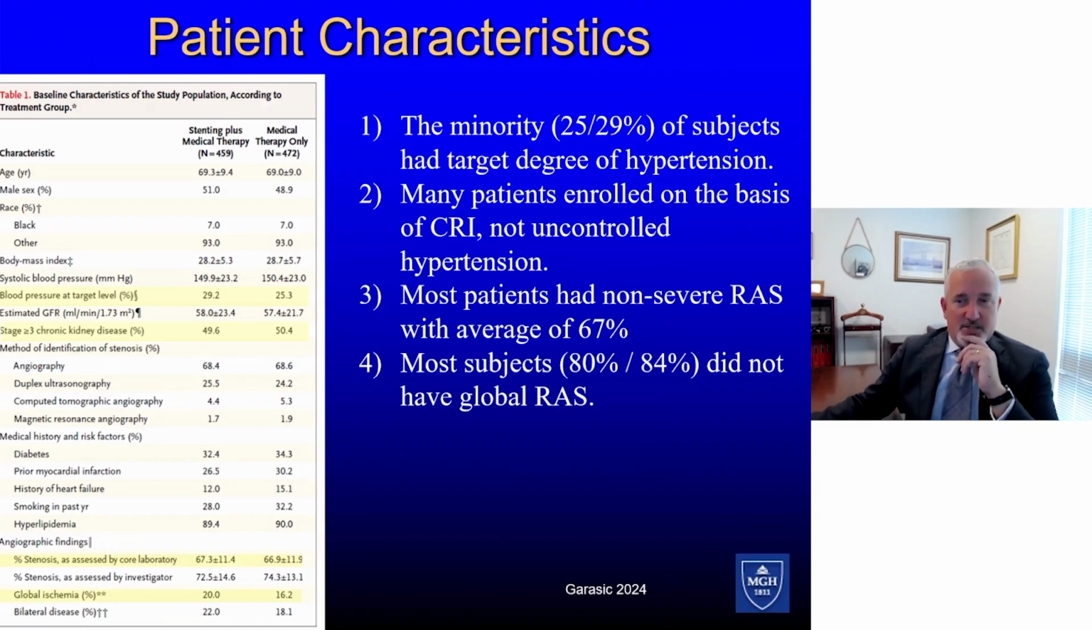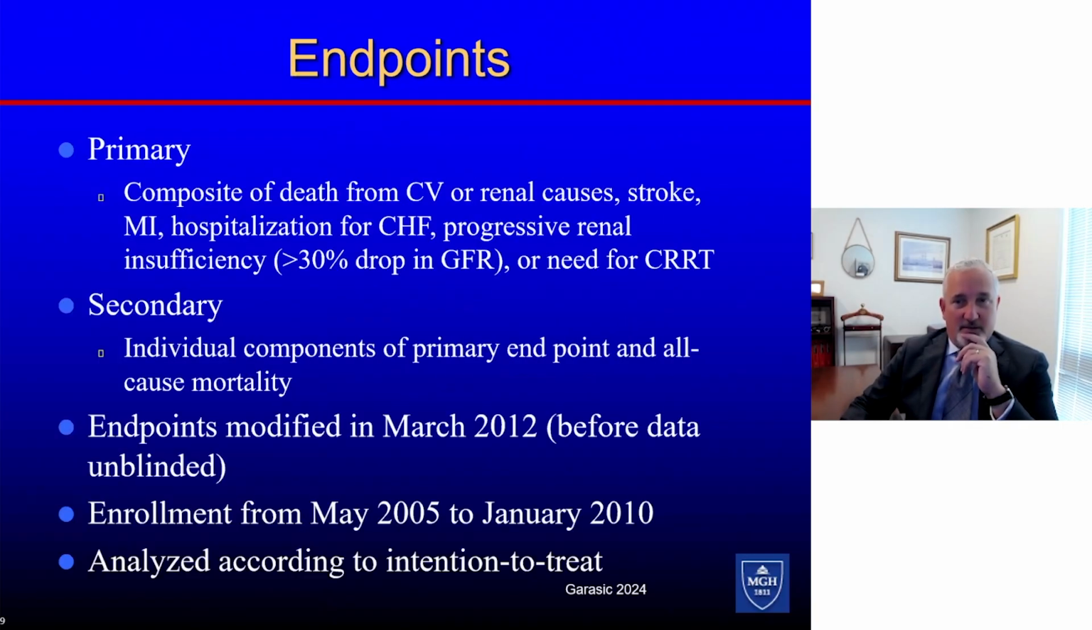And additionally, most patients didn't have bilateral renal artery stenosis. So 80% and 84% respectively did not. So this is a trial of moderate unilateral renal artery stenosis in people with renal impairment and modest hypertension. And unfortunately, that's not what we wanted to know, right?